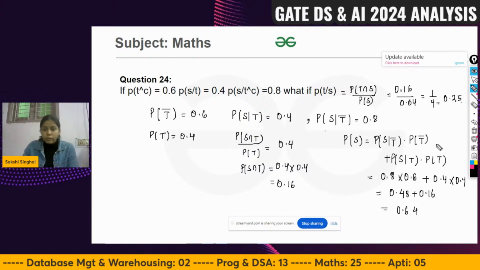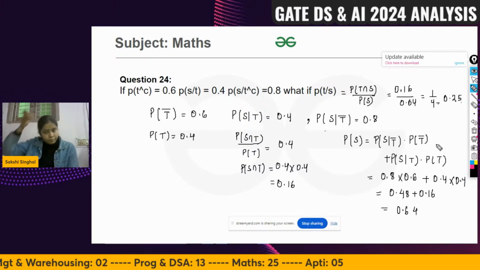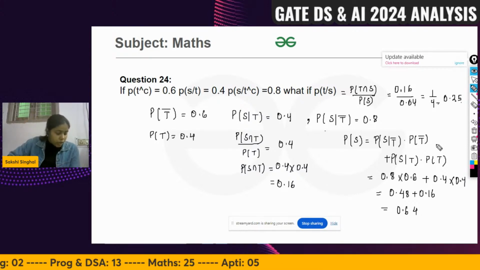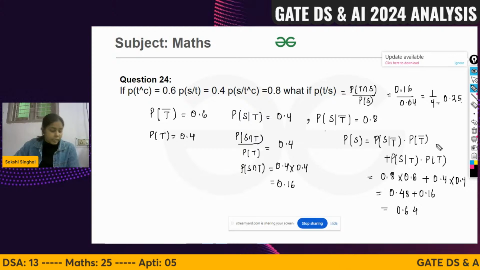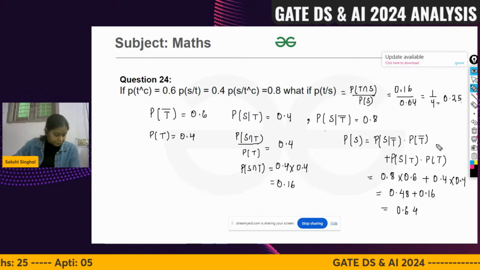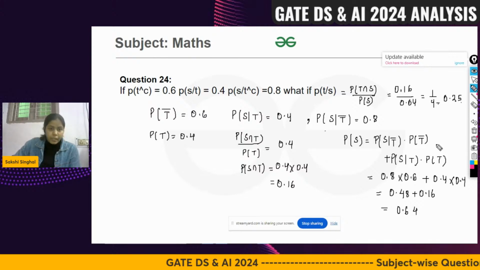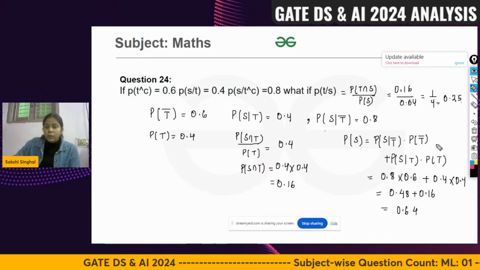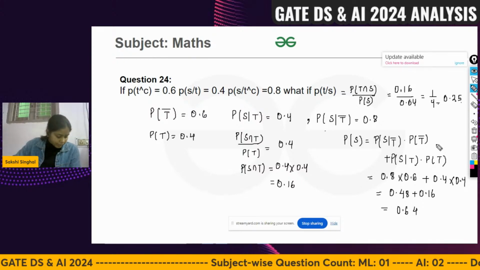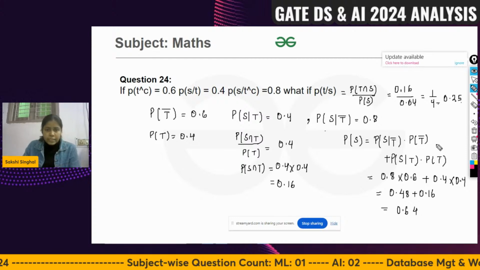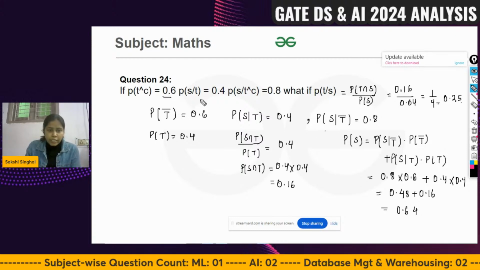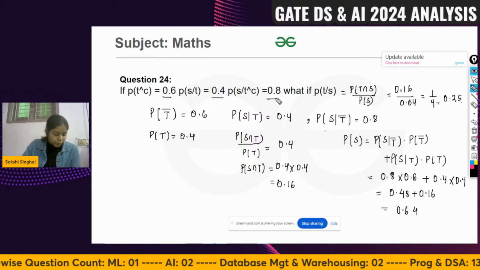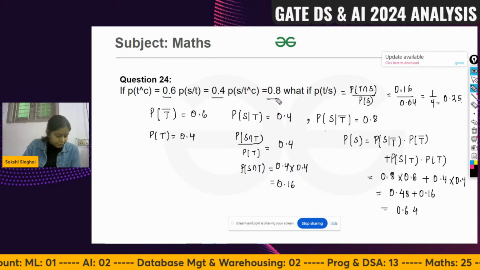Guys, have you solved this question? Just let me know how many students have done this question correctly. Anyone in the chat section, guys? Any of you have done this question correctly? Just tell me that these numbers are correct: 0.6, 0.4, 0.8. These are the probabilities.